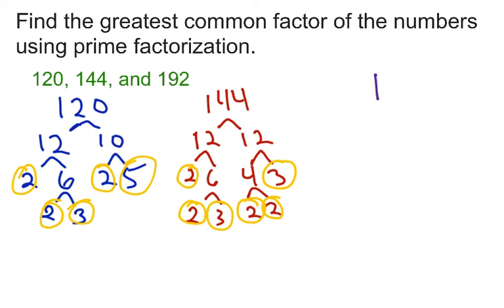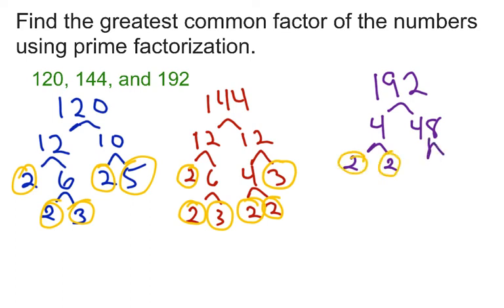And last, 192. 192 ends in a 2, so I know it's even, but I also noticed that 92 is divisible by 4. So I'm going to break it down into 4 times 48. 4 can be broken down into 2 times 2. And 48 can be broken down into 4 times 12, which both can be broken down even more.